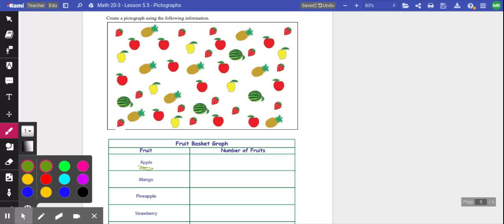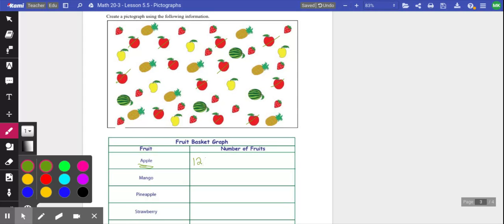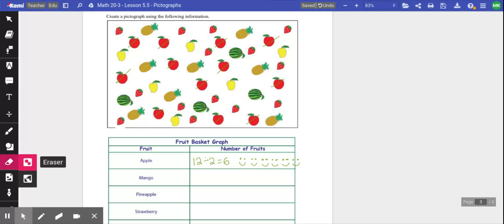So the number of apples here, there's 1, 2, 3, 4, 5, 6, 7, 8, 9, 10, 11, 12 apples. If each smiley face is worth 2, that means I need 6 smiley faces because 12 divided by 2 is 6. So that means there's 1, 2, 3, 4, 5, 6. That's how many apples there are. We do the same thing for every fruit here, right?